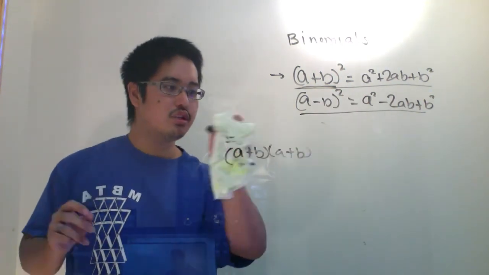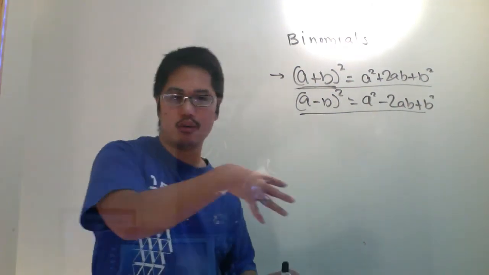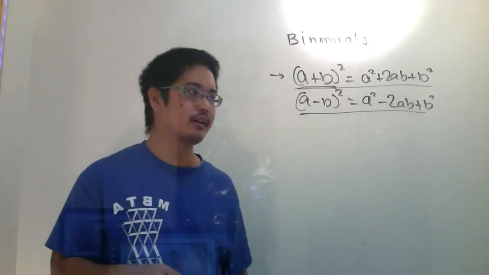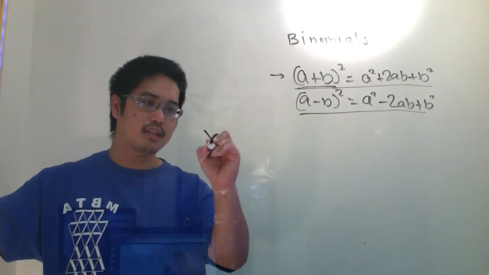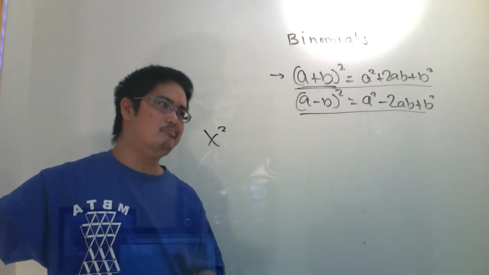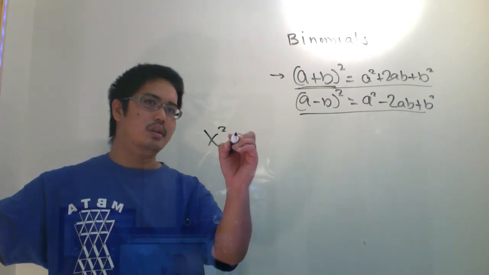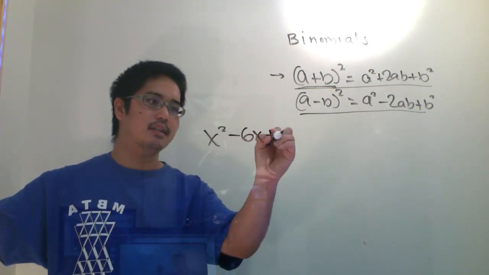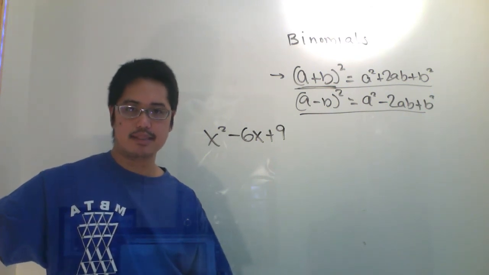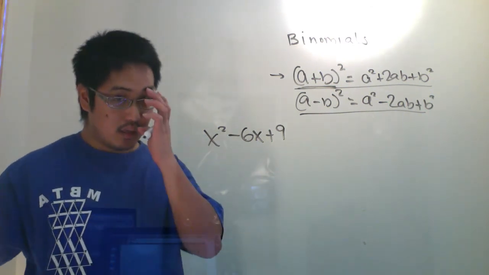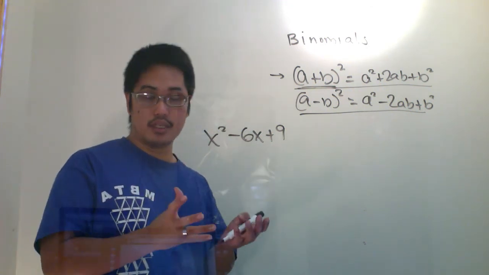Anyway, I want you to not only be able to do this forward, I want you to be able to go backwards as well. What I mean by that is this. Let me make up another problem off the top of my head. Let's go with x squared minus 6x plus 9. Okay? You've got x squared minus 6x plus 9. I want you to be able to factor this.